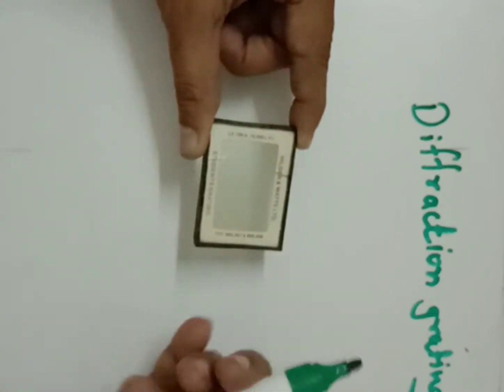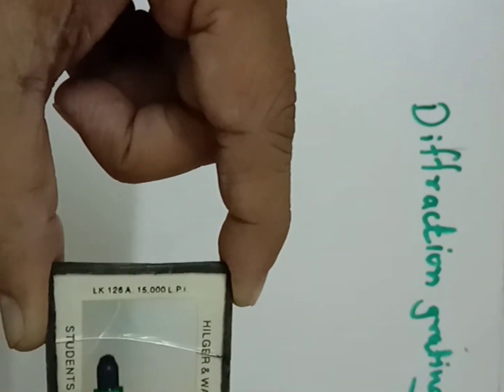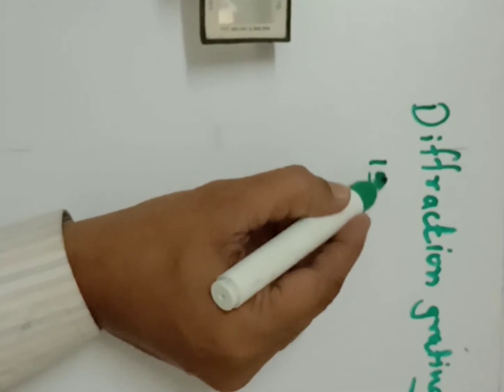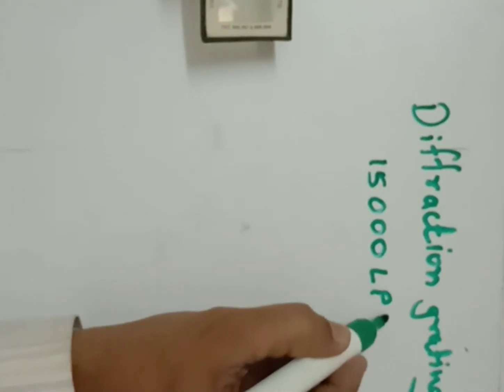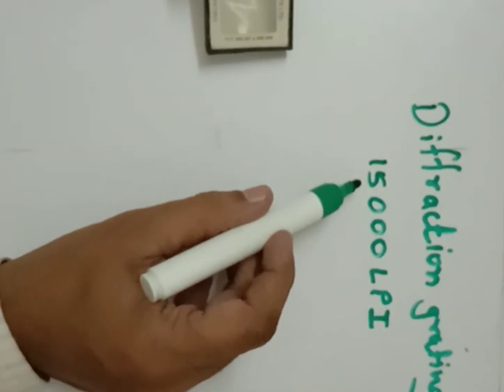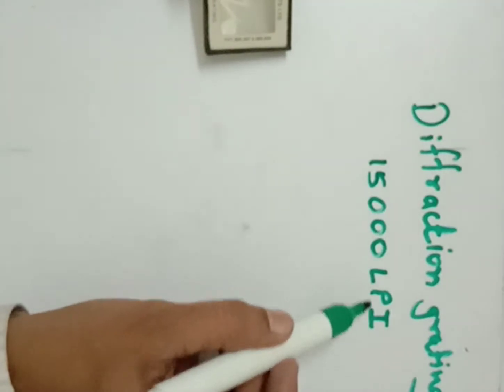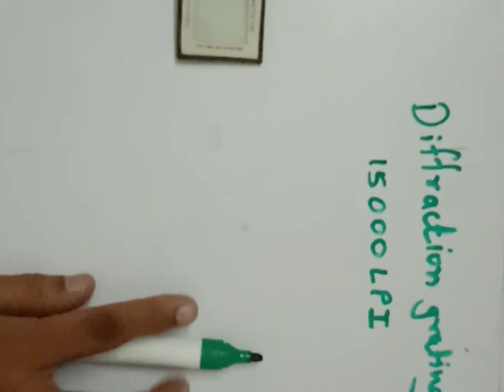You can refer to this part, it is clearly mentioned here as 15,000 LPI. I say it is 15,000 lines per inch.